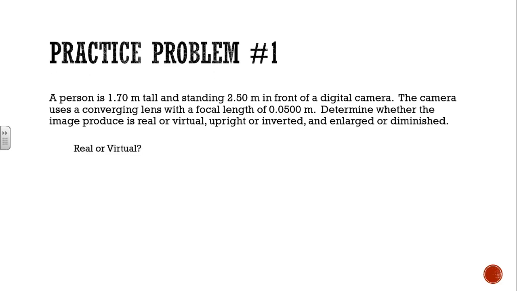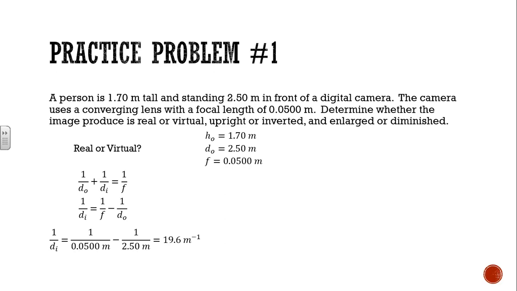So real or virtual. The way to figure this out is to find where the image is actually located. 1 over DO plus 1 over DI equals 1 over F. So if we solve this out, 1 over DI equals 1 over F minus 1 over DO. If I work that out, 1 over DI is equal to 1 over 0.05 minus 1 over 2.5, which actually equals 19.6. And if you take 1 over 19.6, you get 0.051 meters. So this is a real image. It is located with a positive image distance. It's actually going to be located behind the lens.